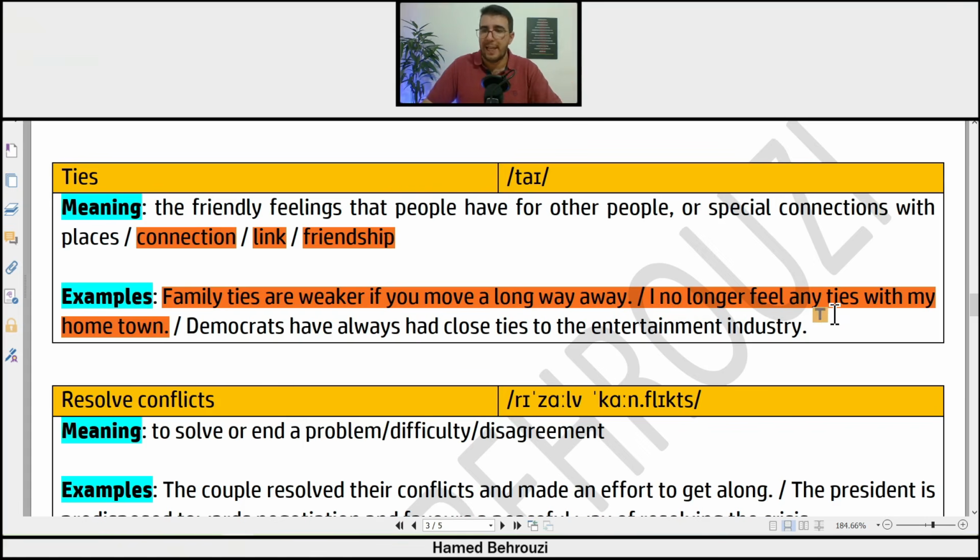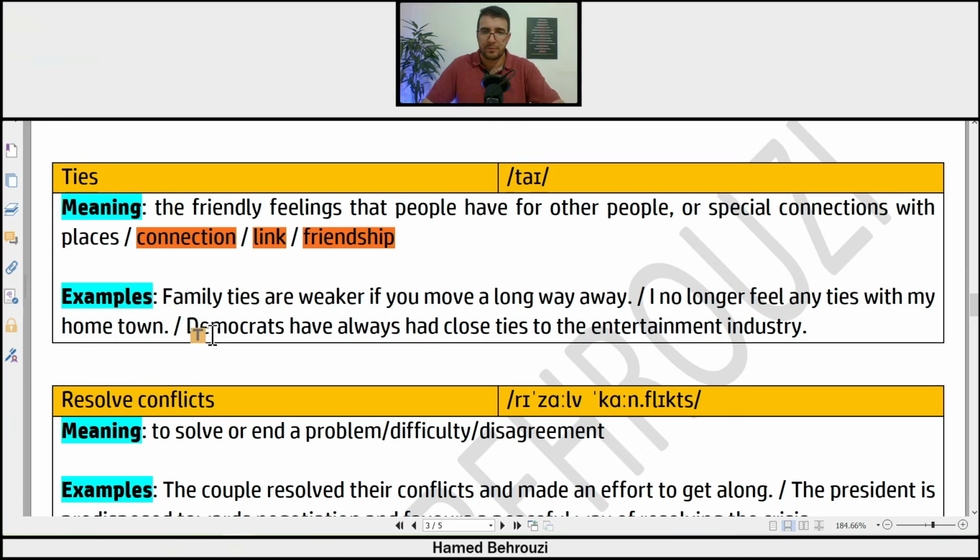I no longer feel any ties with my hometown. Or this one, Democrats have always had close ties to the entertainment industry. That's have close ties to. It means they have been connected with.